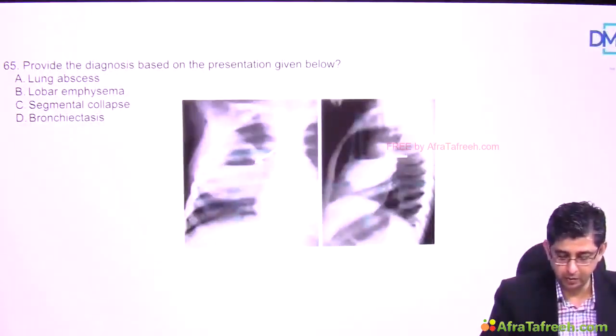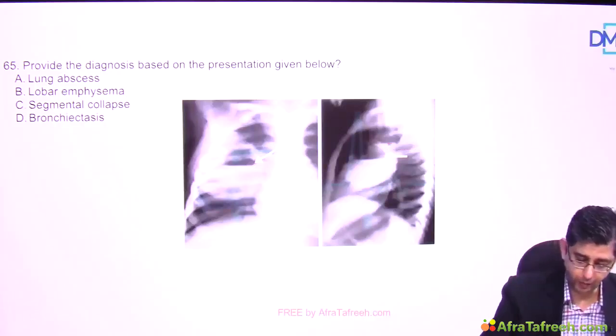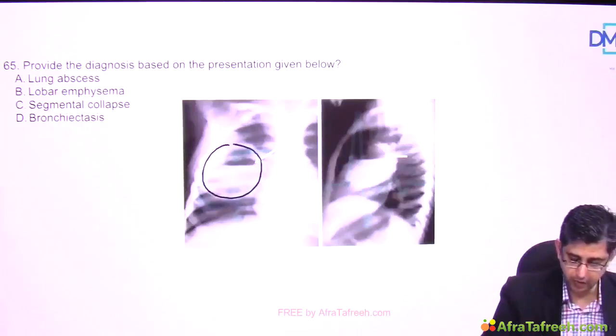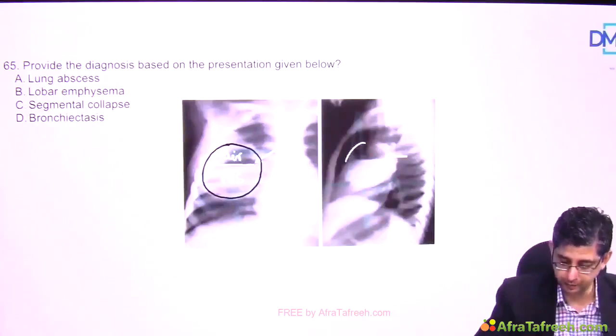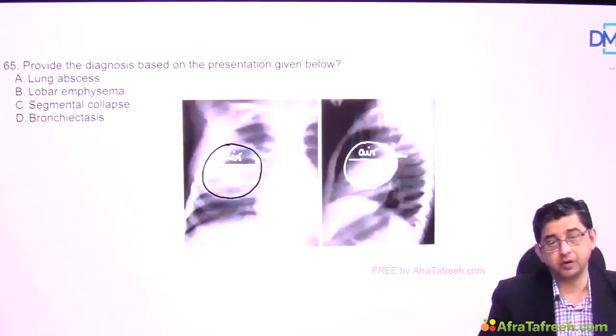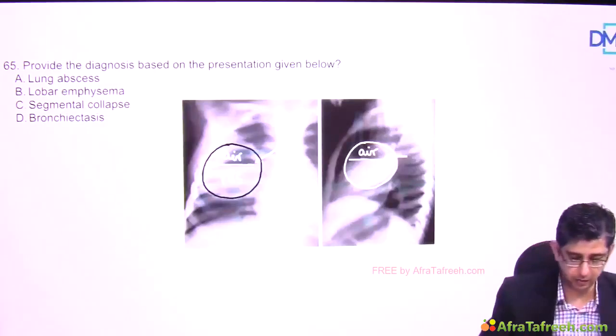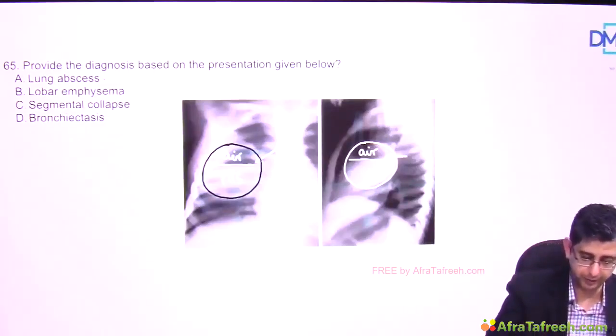Provide the diagnosis based on the presentation below. You can notice in this patient an air fluid level. You can notice that the air is superior and inferiorly there is pus located. There is an air fluid level distinctly present in the patient, and because of the presence of the air fluid level in this particular patient, the correct diagnosis will be lung abscess. So the answer to this question is A.